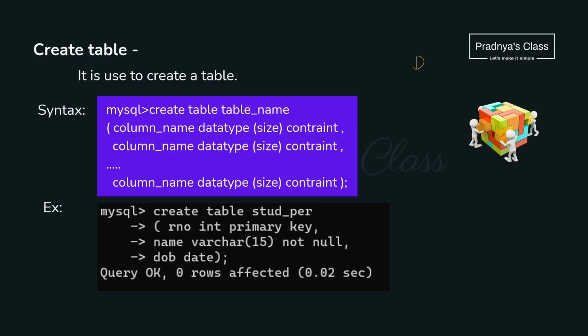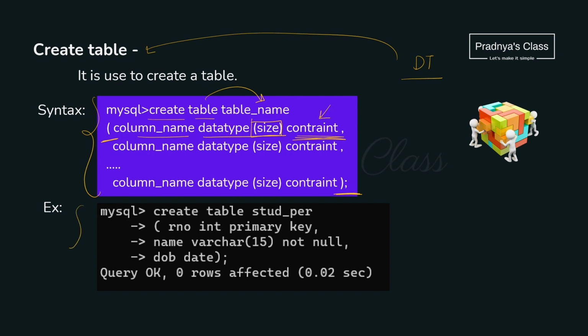Now we know different data types. Let's create the table. For creating the table, we use the create table command. Here is the syntax. Create table followed by the table name. In brackets, we need to provide the column details. This is the first column name followed by data type. If we are taking char and varchar, you need to specify the size also. In case there are any constraints, we will be mentioning them here.